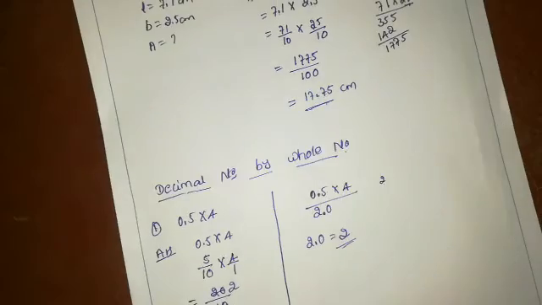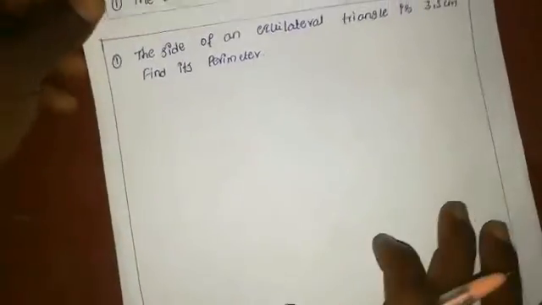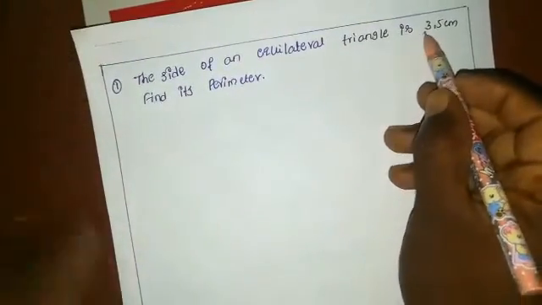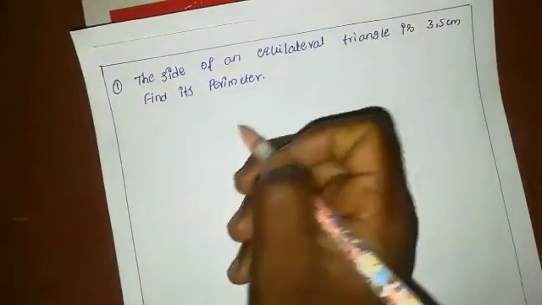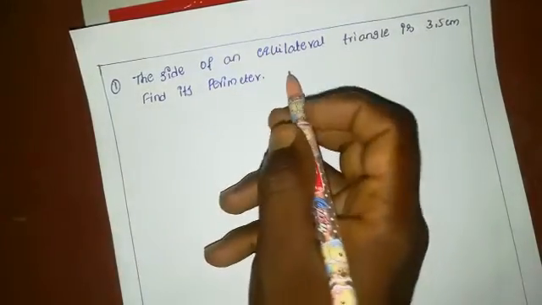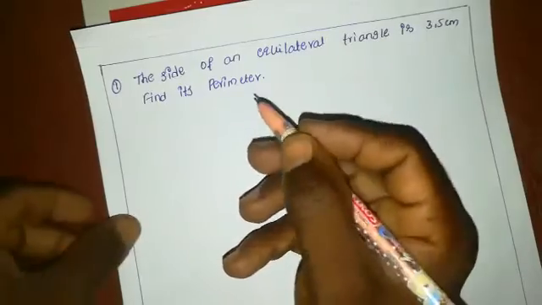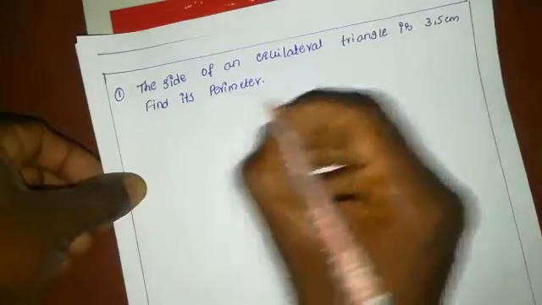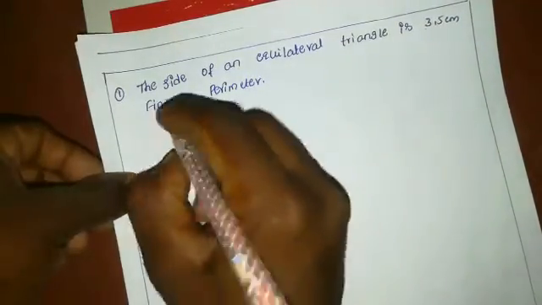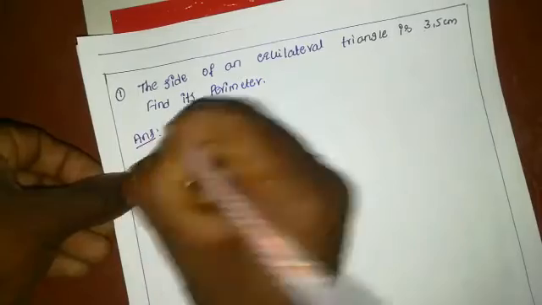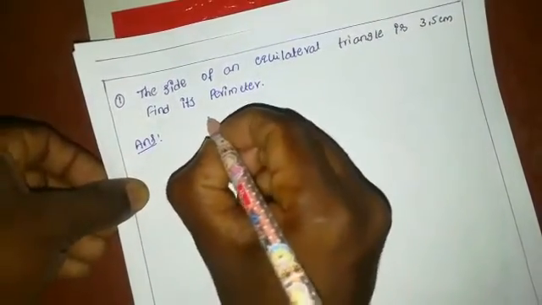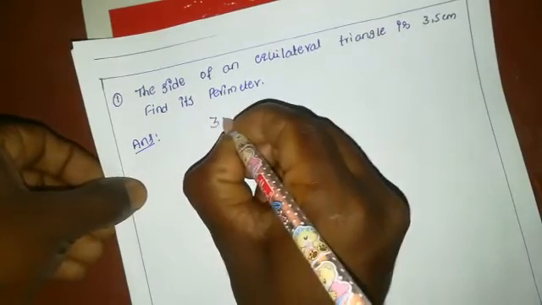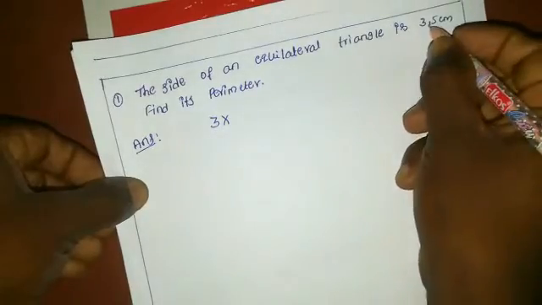Next we see one more example. The side of an equilateral triangle is 3.5 centimeters. Find its perimeter. Equilateral means all sides are equal. To find the perimeter of the triangle, we have to multiply all three sides. How many sides does a triangle have? 3 sides. So that means 3 into the length of each side, which is 3.5 centimeters.